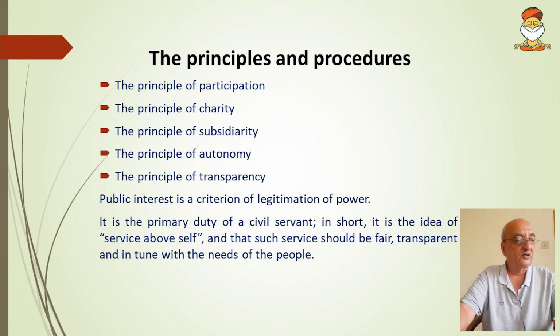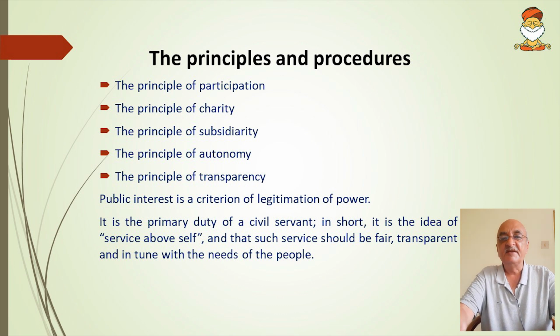Then we have the principle of autonomy, that people have their own sets of values and those values should be respected by the government. The government should not impose its own values on the people. And finally, the principle of transparency. All the other principles fall flat if governments are not transparent, if governments are not open, if governments don't explain to the people what they are doing. If people don't understand what governments are doing, everything else falls flat.